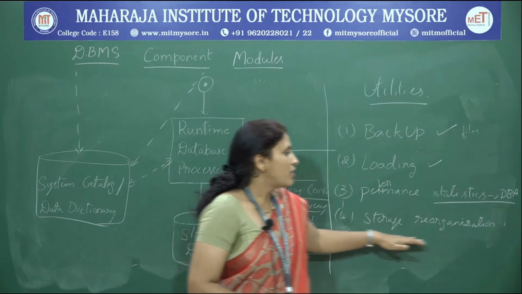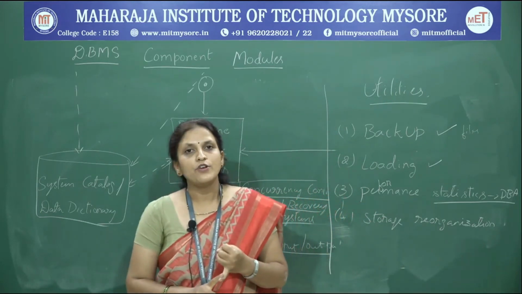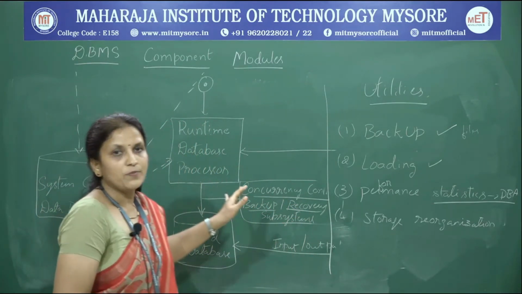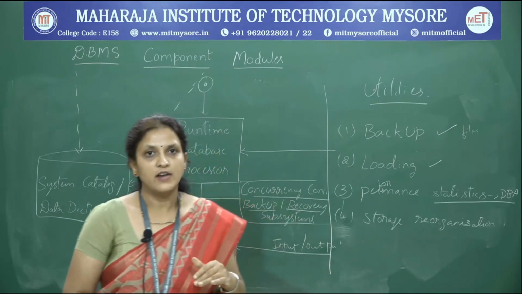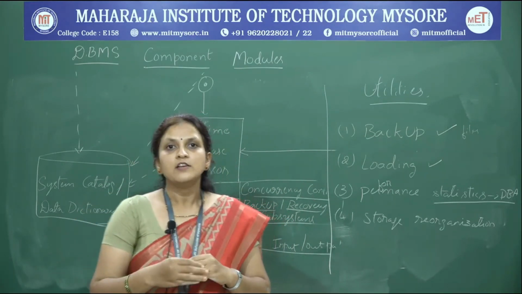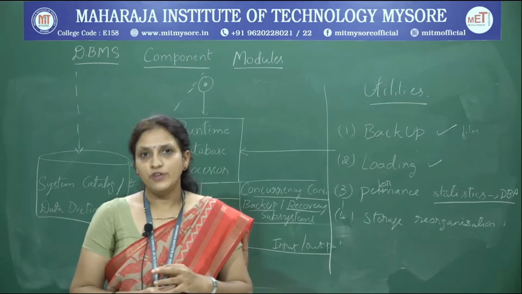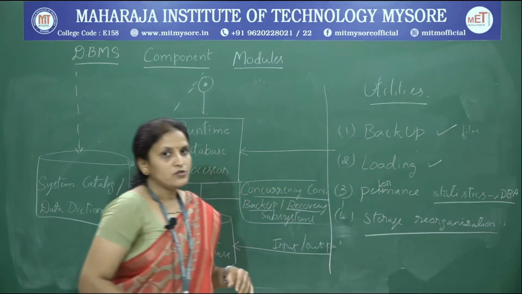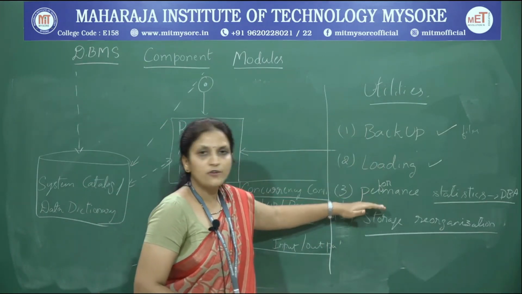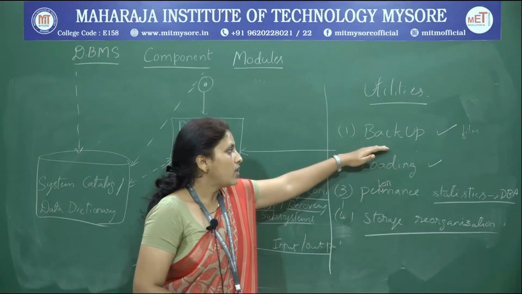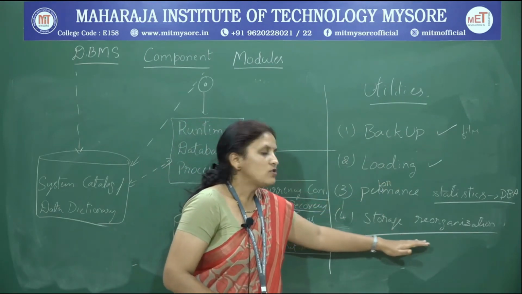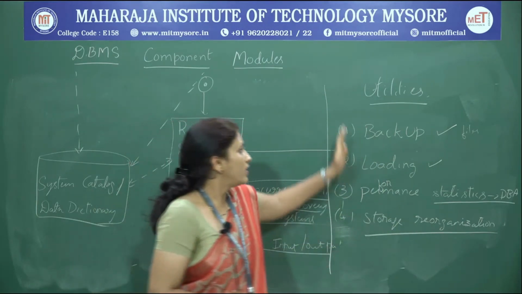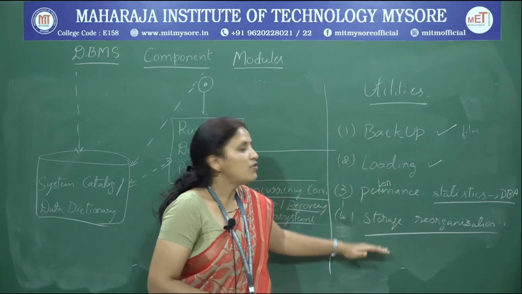The next point is storage reorganization. As we all know, every file will be stored in our system catalog, and indexing will be done, different paths will be there for each file, right. So, reordering of those files will help us to increase the efficiency many a times. So, that can be done with the storage reorganization utility. So, to conclude, we have 4 utilities provided by the database management system: backup, loading, performance statistics and storage reorganization. Along with these utilities, there are many more utilities, but at present we have listed these 4 utilities.